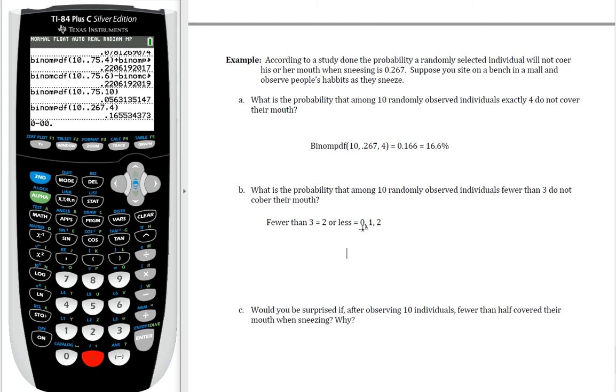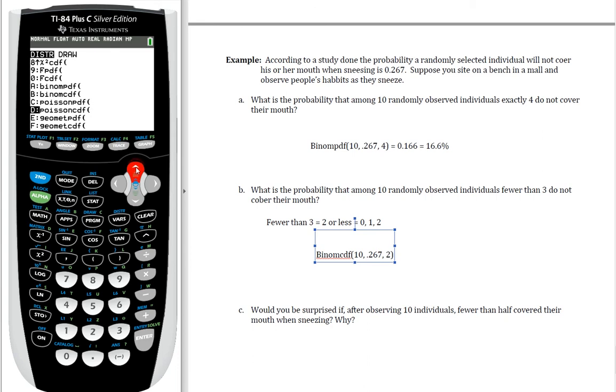Or because I really just want to go from 0 up to something, I can simply run binomcdf. It's a little bit faster. In this case with 10 trials, 0.267 probability of success. And in this case, we want to include only up to 2. So I'm going to just say 2 as my number of successes. If I were to put 3 there, what that would do would also include 3. But we want fewer than 3, not fewer than or including 3, which would be something like at most 3. So, I should be able to run that.